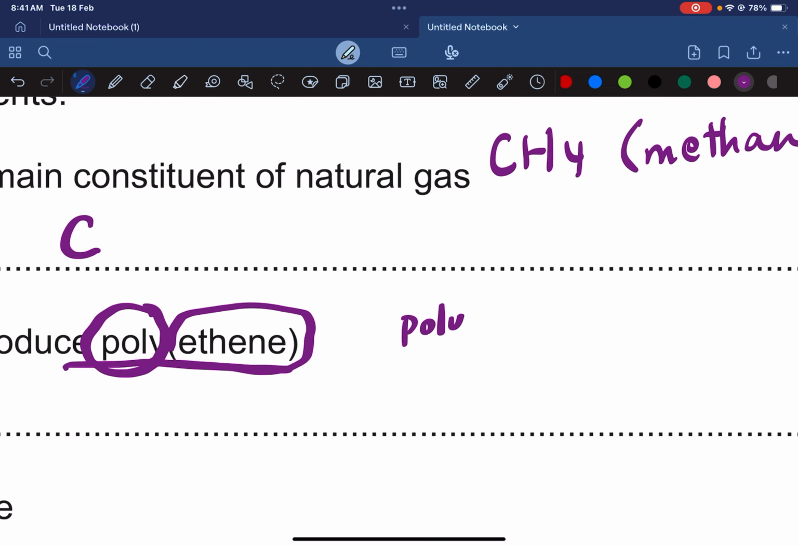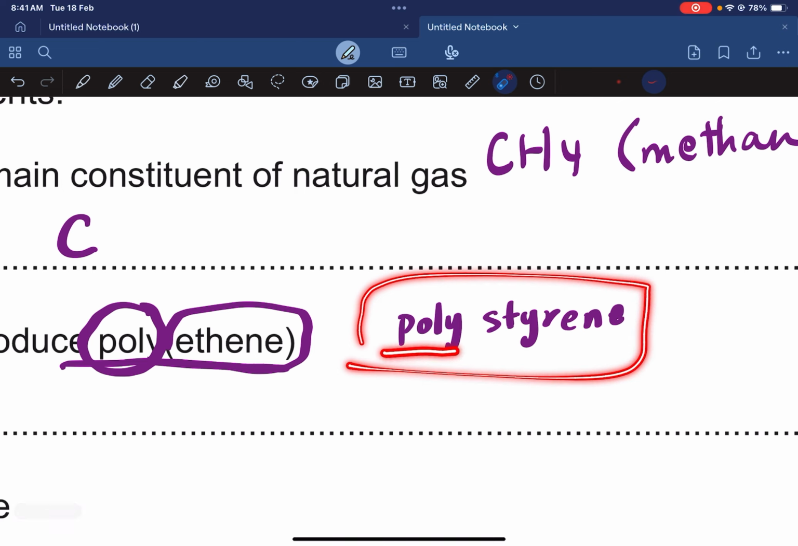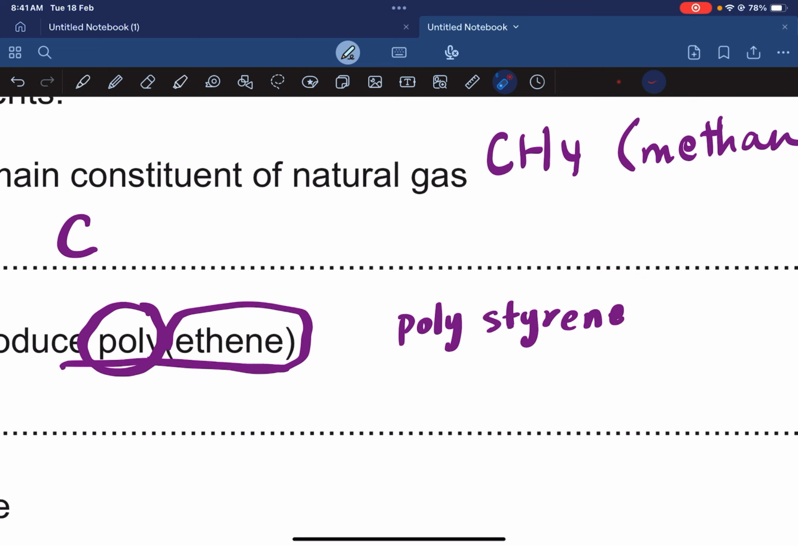Okay, I'm just telling you how these polymers are written. Polystyrene tells me that this is a polymer because it has poly in it, and the monomer used is the word after poly. So styrene is the monomer used to make polystyrene.